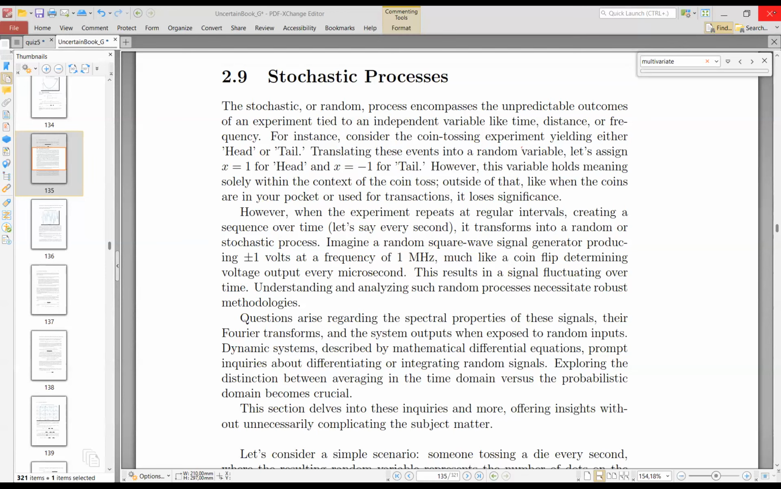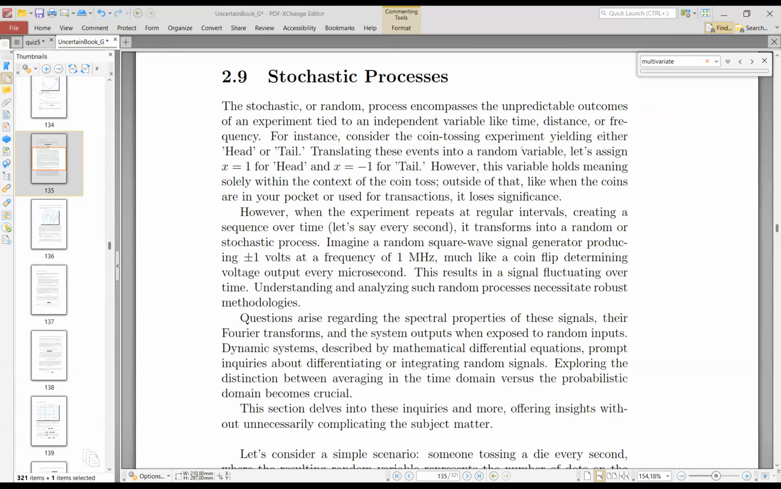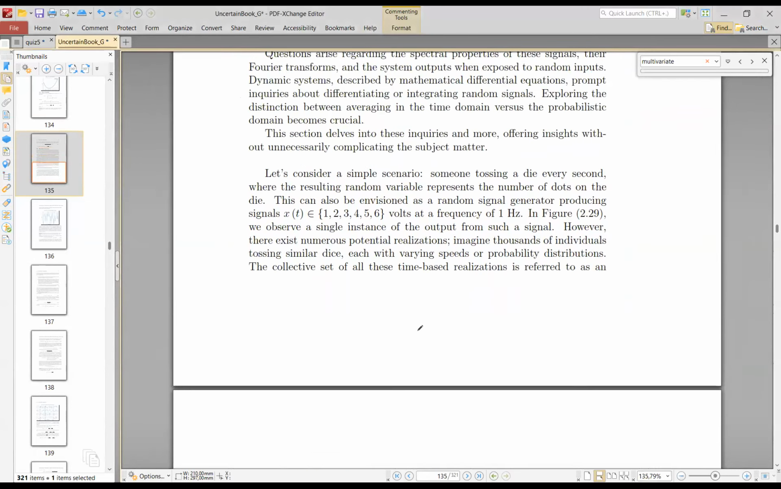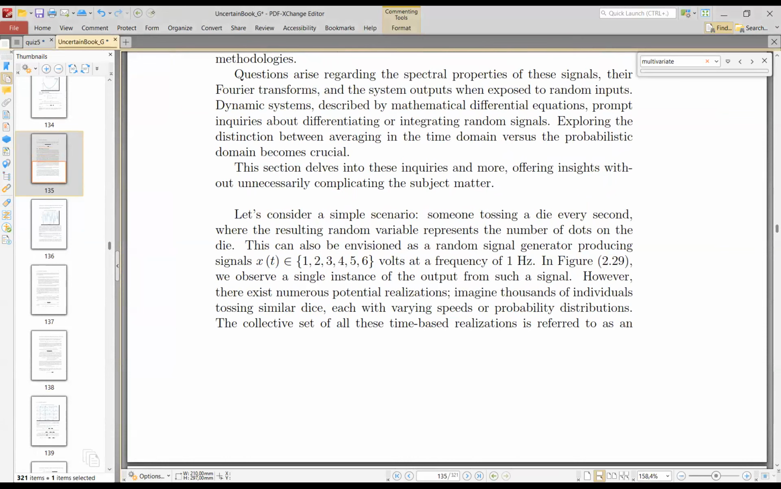We talked before the break about the concept: what is the meaning of stochastic process, what is the meaning of random process. And now we take one example. For example, here we assume that we have a random signal generator that produces signal x of t, as you can see, and this x of t gives you 1 volt, 2 volt, 3 volt, 4 volt, 5 volt, 6 volts.